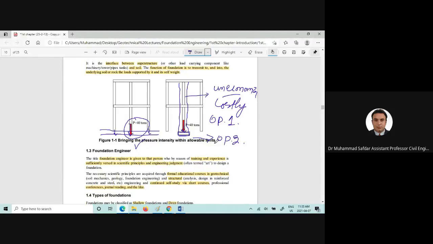So which one will you pick and why? This is option 1 and this is option 2. Which option are you going to pick and why? Option 1. Why?